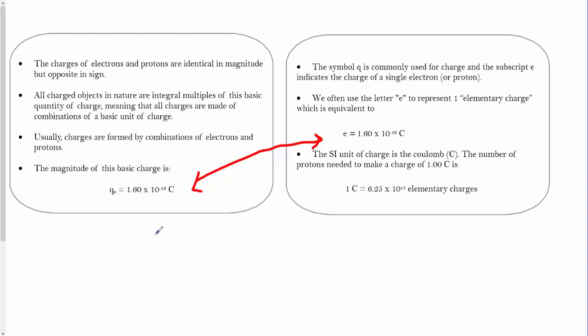So for example, you might be given a value of 2.2 by 10 to the negative 19 coulombs. Well, 2.2 is not an integral multiple of 1.6. Therefore, that value is not possible. However, 1.6 times 2 would work, so 3.2 times 10 to the negative 19 coulombs, or 4.8 by 10 to the negative 19 coulombs, and etc. Keep that in mind. It's got to be one entire integral multiple of that number.